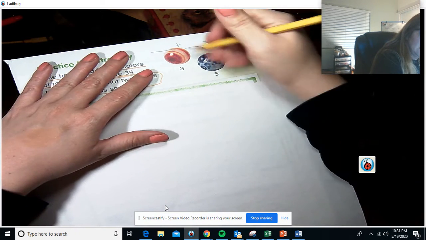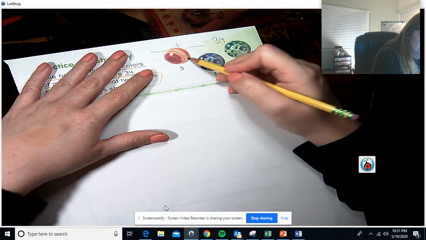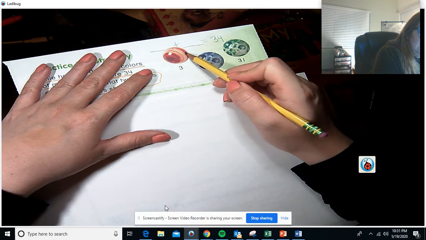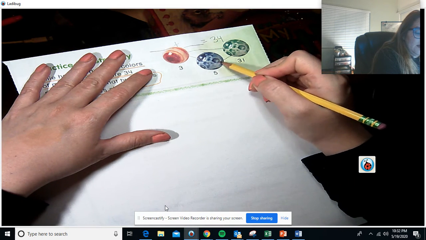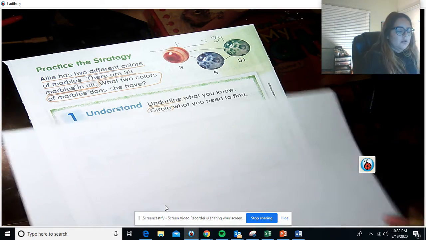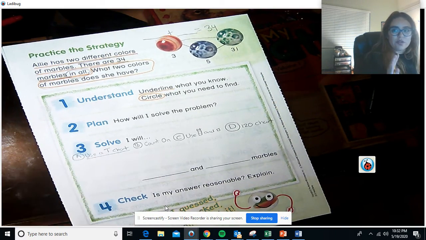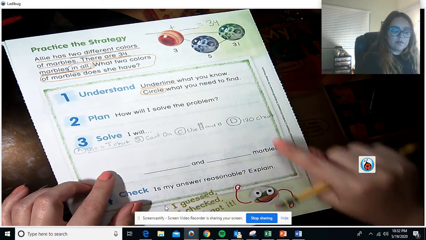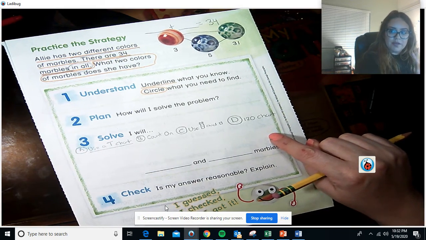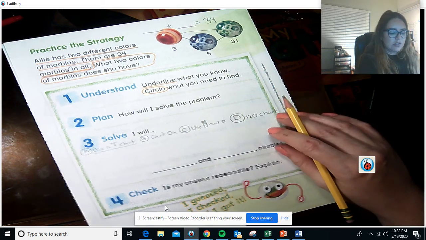And I want you again to see it kind of like a triangle. So it could be 5 and 3, 3 and 31, or 31 and 5. So we're going to test it out. I'm going to show you 4 different strategies that you can use, and then you get to pick which strategy you actually want to use. But for this problem, I want you to do all 4 with me. For the next problem, you can choose if you want to pick one strategy to use.